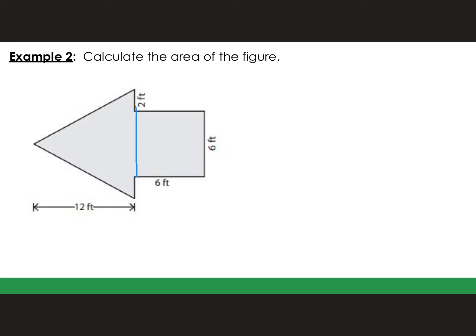Let's start by finding the area of the square or the rectangle. So since it is a square, I know my formula is area equals base times height. Here, both my base and my height are 6. So my area is 36 feet squared. And I'm just going to label that right in the middle.